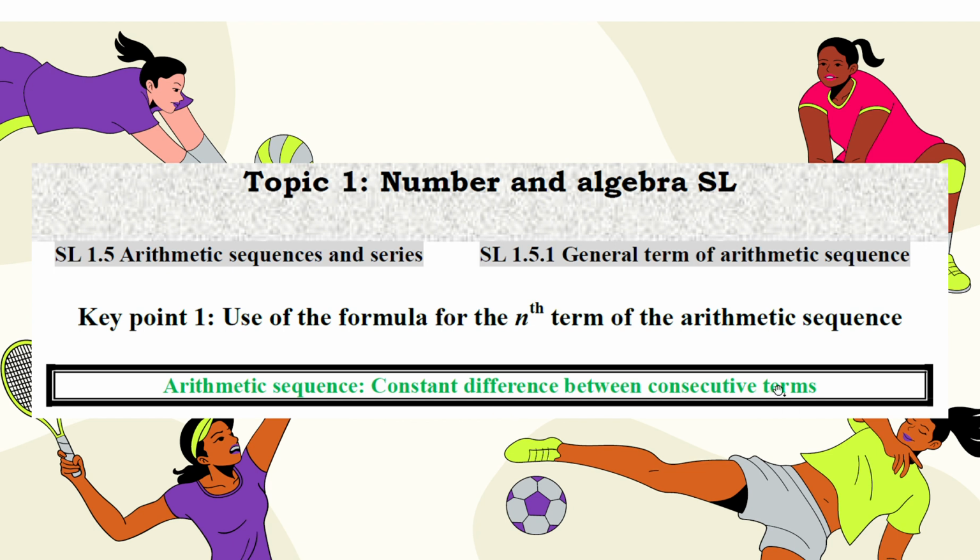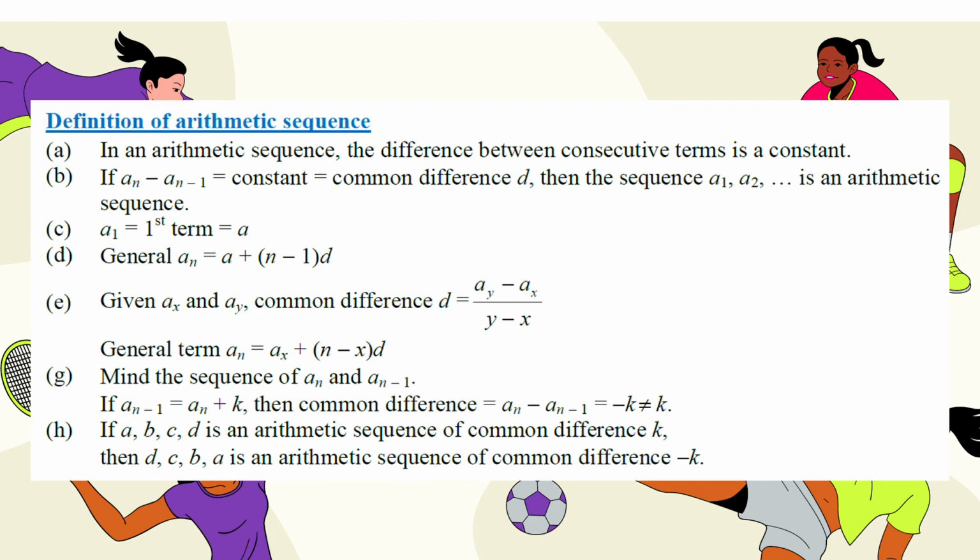The second term is larger than the first term by 2, and then every term is larger than the previous one by 2. That is an arithmetic sequence: constant addition or constant reduction. The definition of an arithmetic sequence: the difference between consecutive terms is a constant. So a_n minus a_(n-1), this term and the previous term, is a constant. We call it the common difference, d.